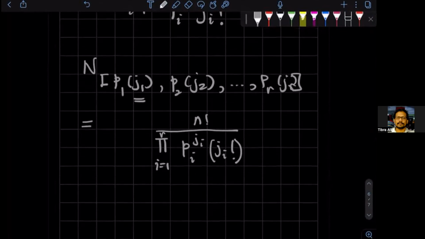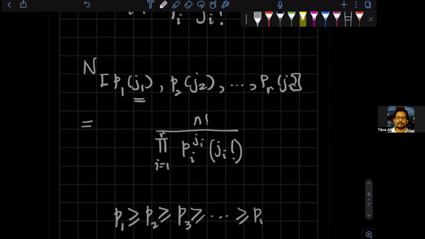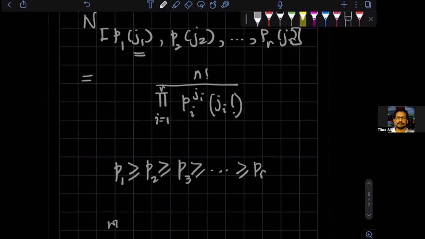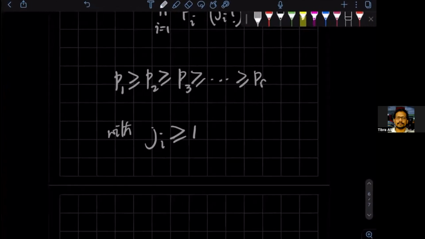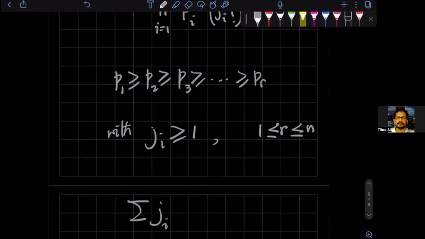And here, we have ordered the p_i's in such a way that p_1 is greater than or equal to p_2, which is greater than or equal to p_3, and so on down to p_r, with all the j_i's being 1 or greater, and r goes from n to 1, and the sum over j_i p_i gives me n.